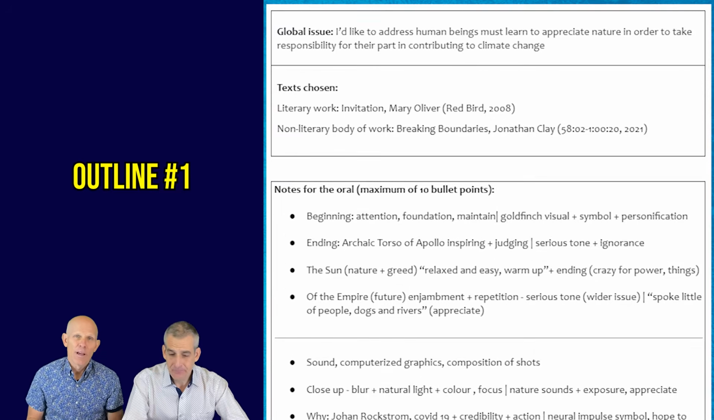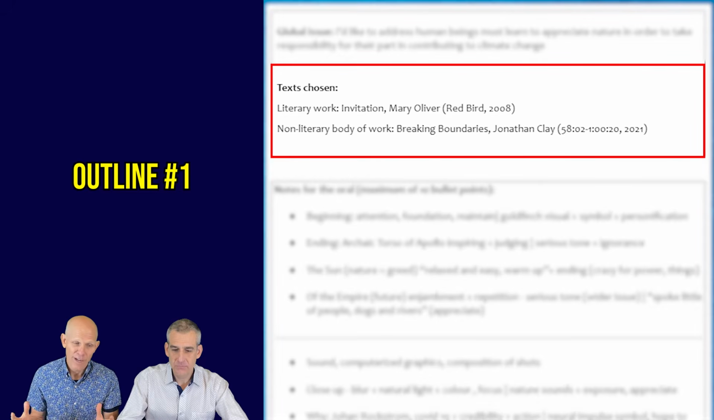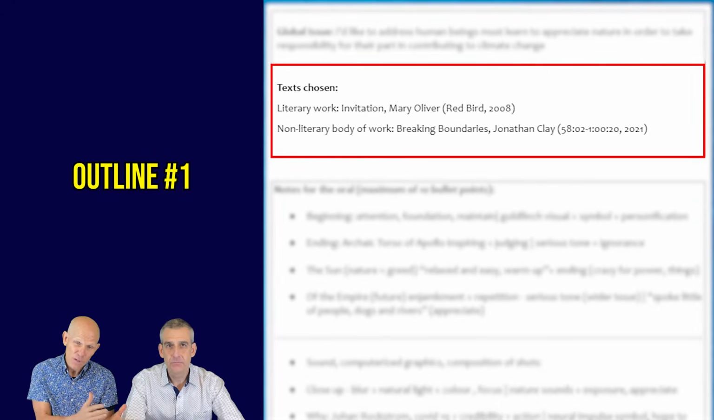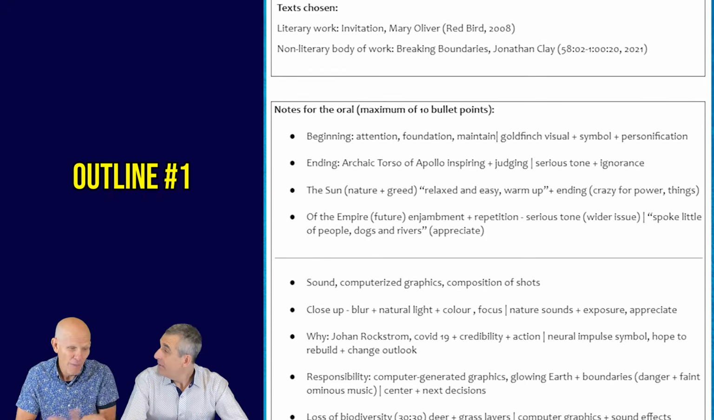Yeah, the next thing we want to list is our two texts. We have our literary work, our non-literary work. We have the publishing date, the author. We've got the title right. Again, this outline is for you, but it's also for your teacher. It's not a factor in the grade, but it's helpful to have those two things covered. Yeah, looking at this, go ahead. And then we have the bullet points.